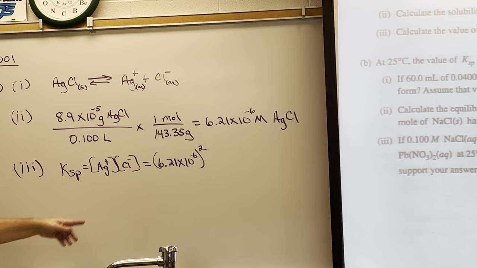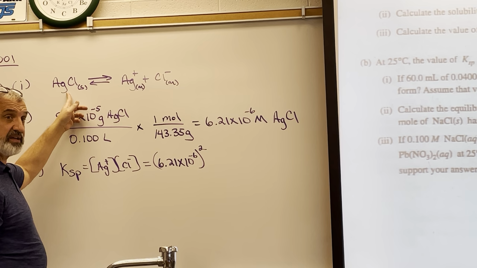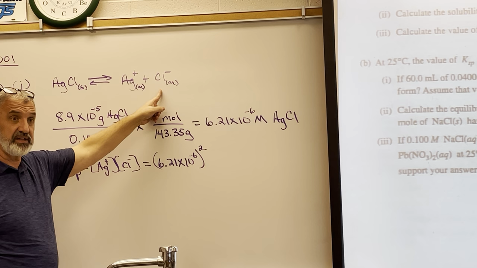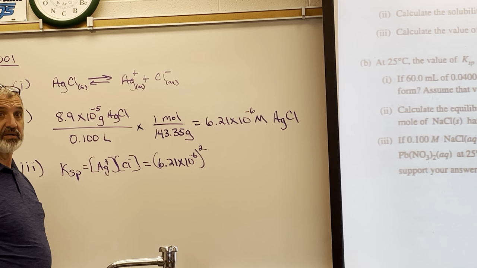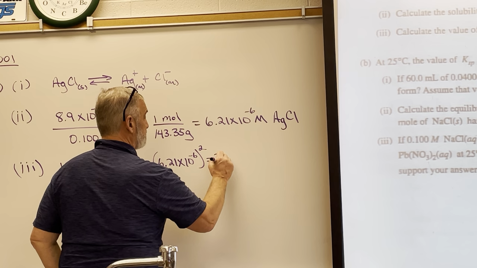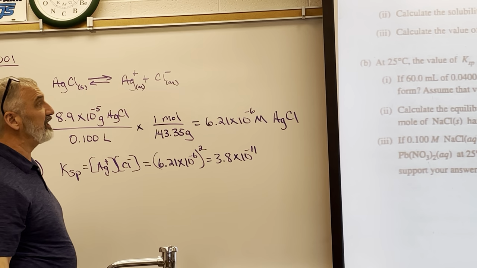For every one of these, one of those goes in, one of those goes in. So whatever the concentration of this is, which is what we just found, that's going to be the concentration of this, and it's going to be the concentration of that. So I just plug them into these two values. It's the same number. So that squared turns out to equal 3.8 times 10 to the minus 11. Now, the units on that would be molarity squared, but we don't care.